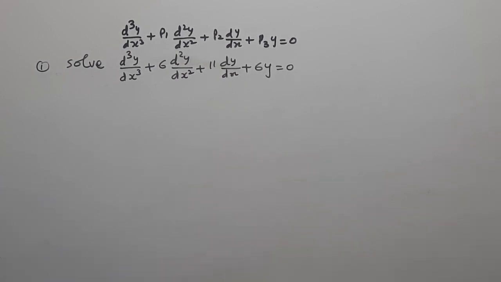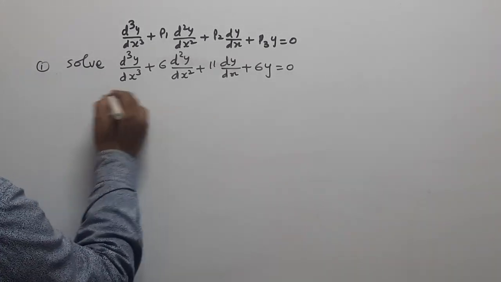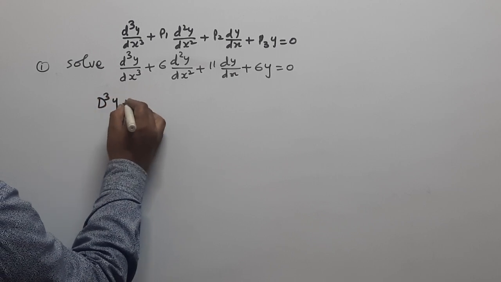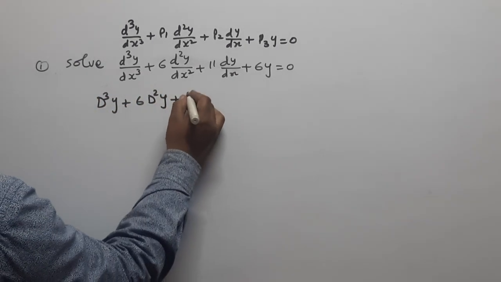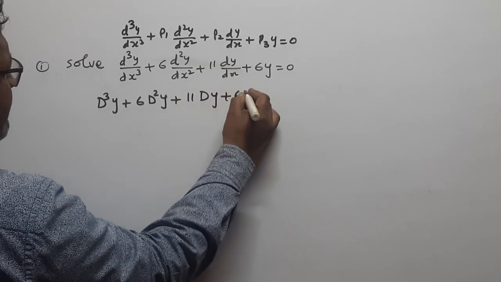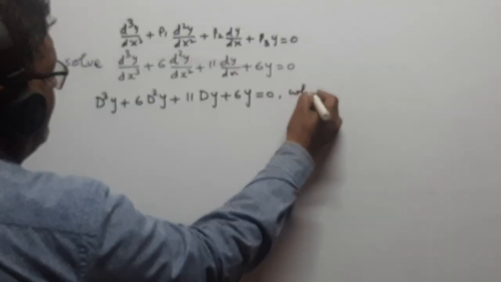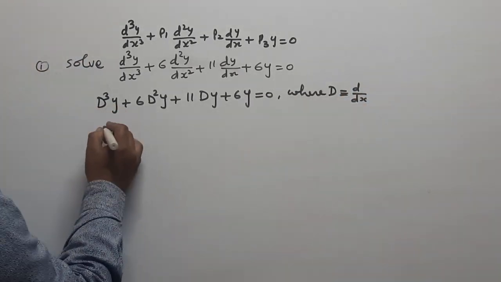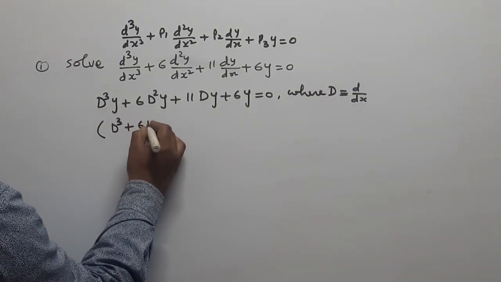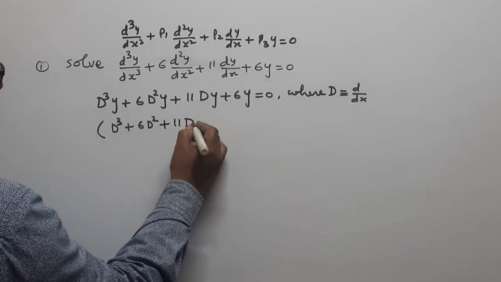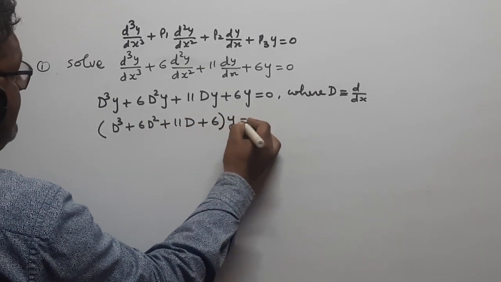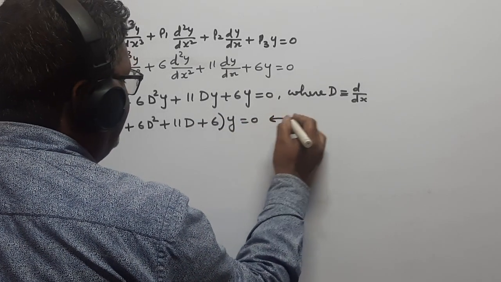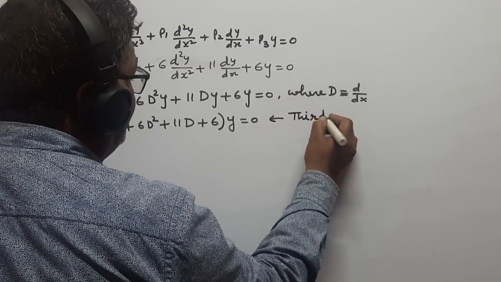So first we write this. This can be written as D cube y plus 6D square y plus 11Dy plus 6y is equal to 0, where capital D is equal to d by dx. This can also be written as (D cube plus 6D square plus 11D plus 6)y is equal to 0. This is the third order linear differential equation with constant coefficient.